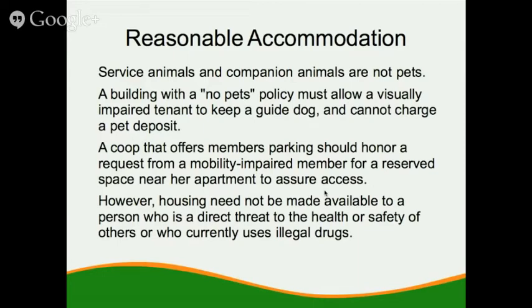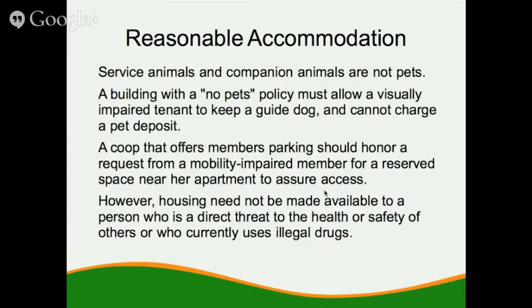So some other reasonable accommodations. One thing to be aware of is that a service animal or a companion animal, they're not a pet. So if somebody has a guide dog or a companion animal or some other service animal that helps them in another way, that's not somebody that would have to pay a pet deposit because it's not a pet. They're not bringing this animal there for fun. This is an animal that they need to go through their basic living.